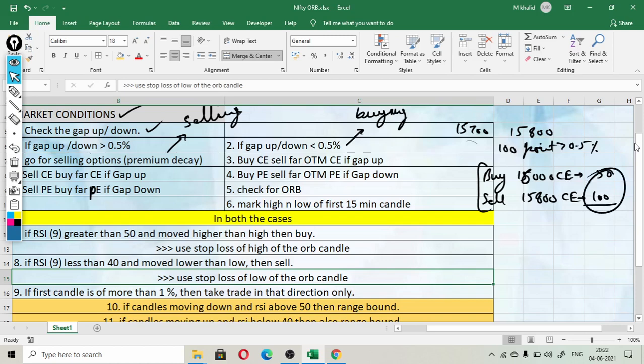Similarly, if it has opened gap down, suppose today 15,700 is the closing price, and on Monday it has opened at 15,600, then what will you do?